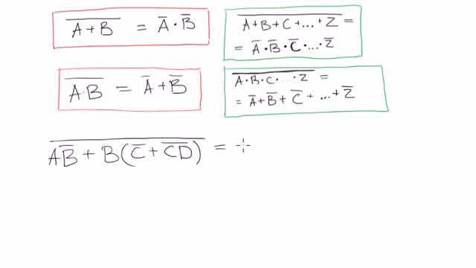So we have first term, which is AB negated, and then we negate it again as in DeMorgan's theorem. Then we multiply it by this term and negate it: B, C negated plus C, D negated, and we negate this term as in here.